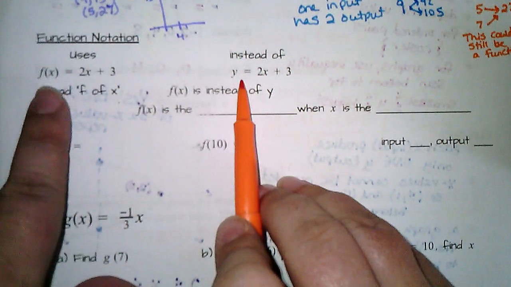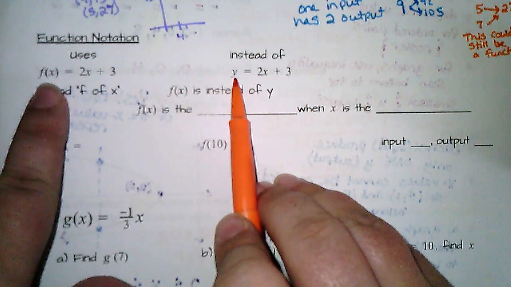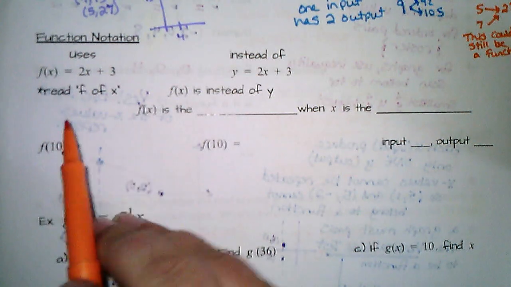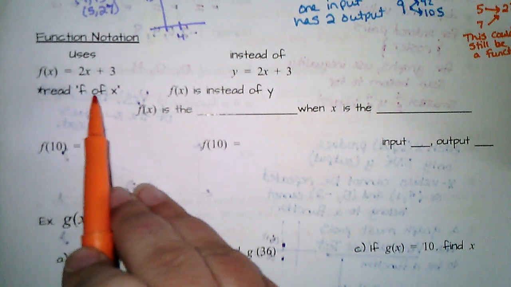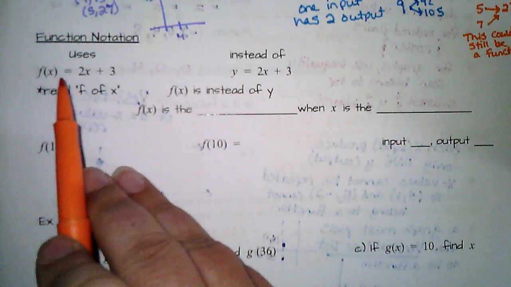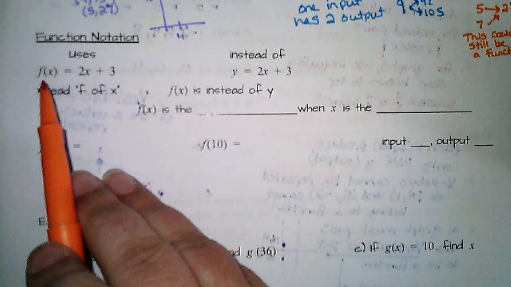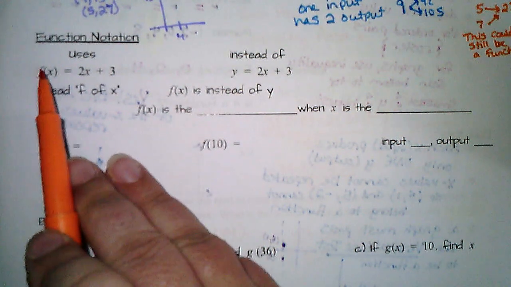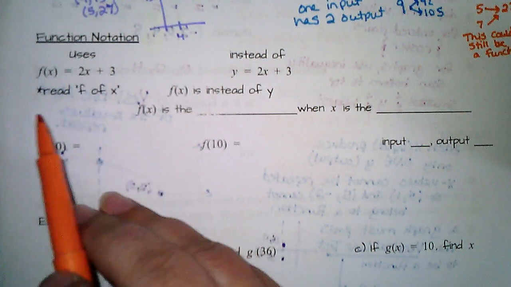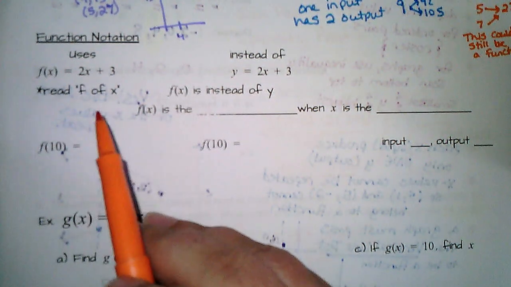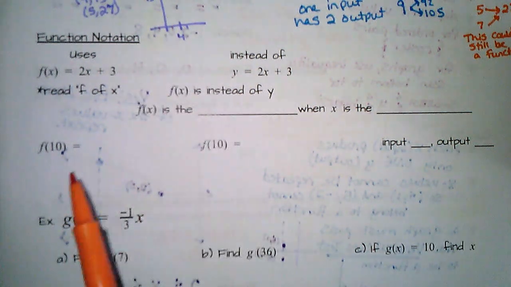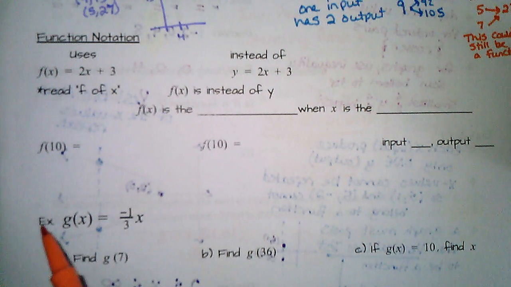So if you look at these two, really the only difference is instead of the y, we use this f parentheses x thing. So we read that f of x, f of x. So this would say f of x equals 2x plus 3. And we do this so then we have a function named f. We could also have one like g of x equals something else, h of x equals something else, j of x equals something else. So we can have more than one function on a coordinate plane and still be able to talk about which one is which.